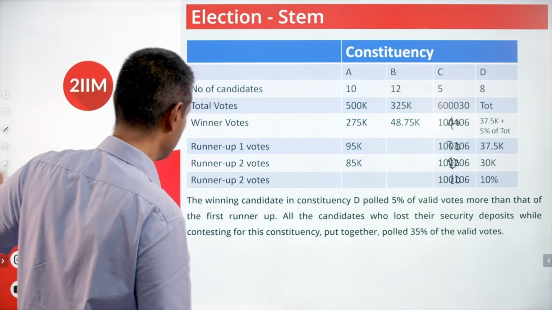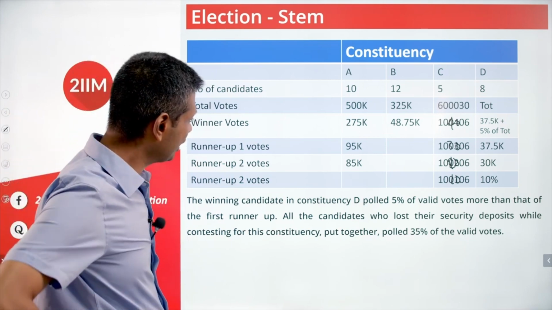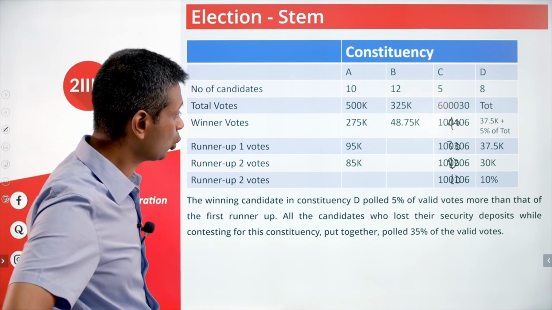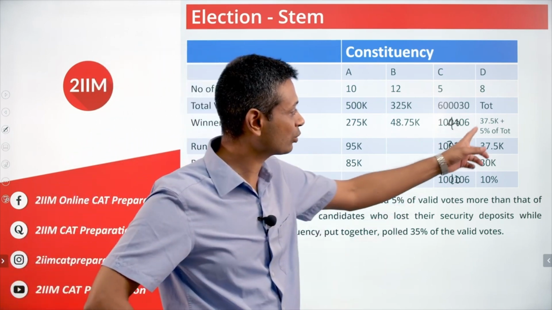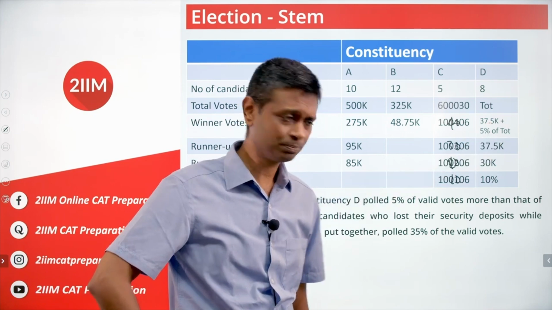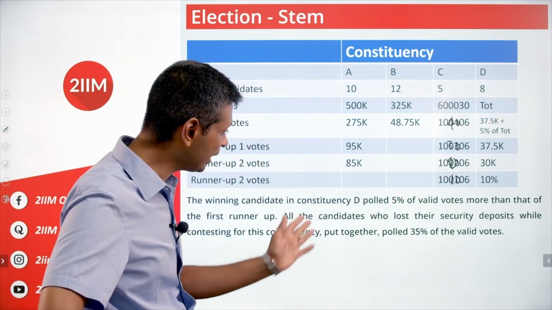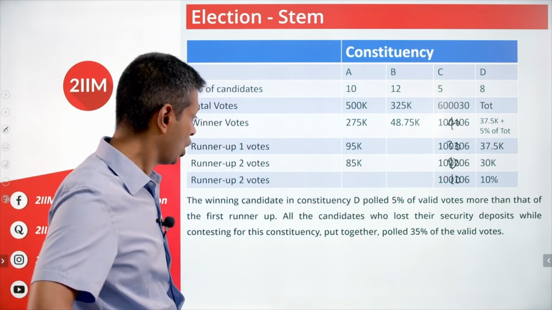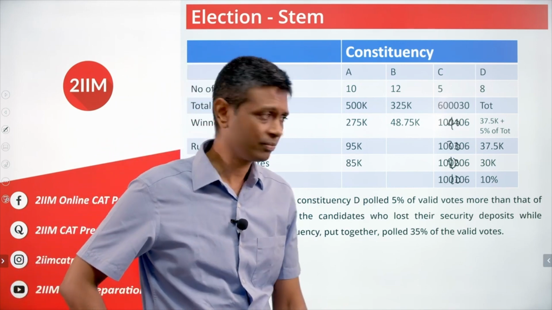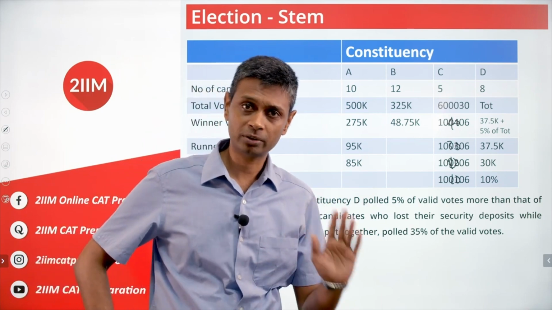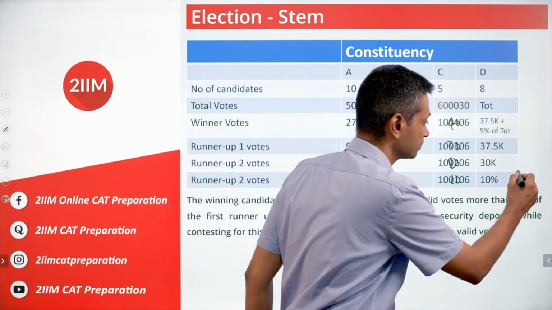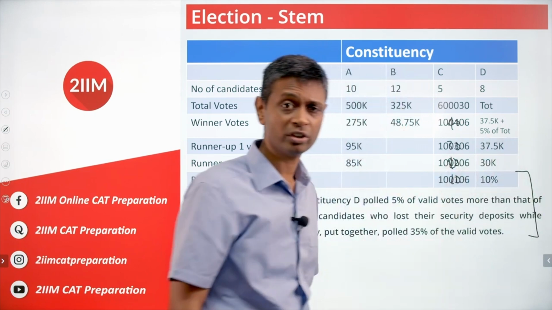Now let's move on to D. The winning candidate in constituency D polled 5% of the total valid votes more than that of the first runner-up. We get 37,500 plus 5% of total. All the candidates who lost their security deposits polled 65% of the valid votes. Runner-up 2 onwards, everybody lost their security deposit. This downwards, everybody lost their security deposit.